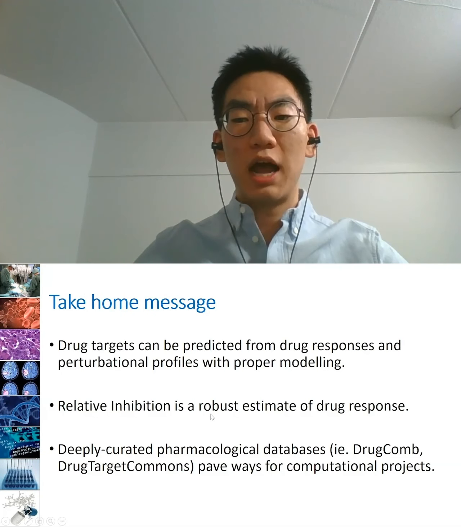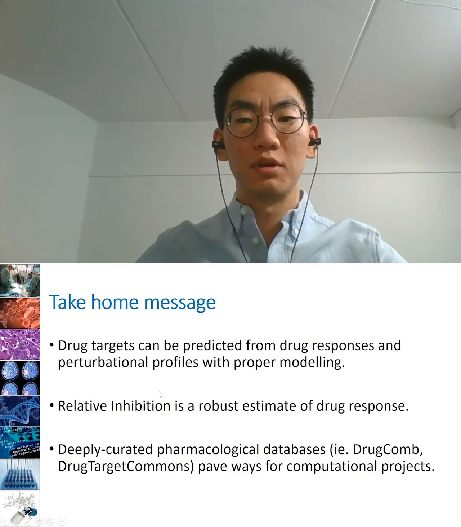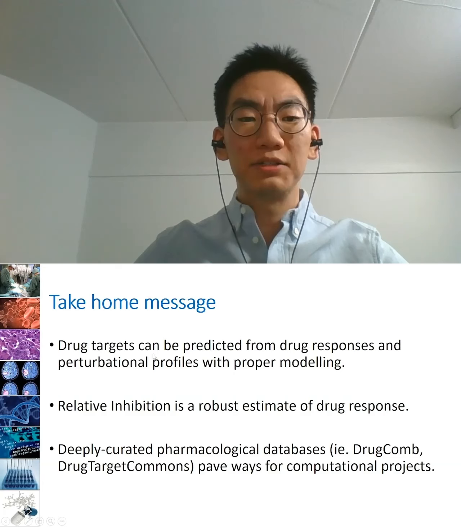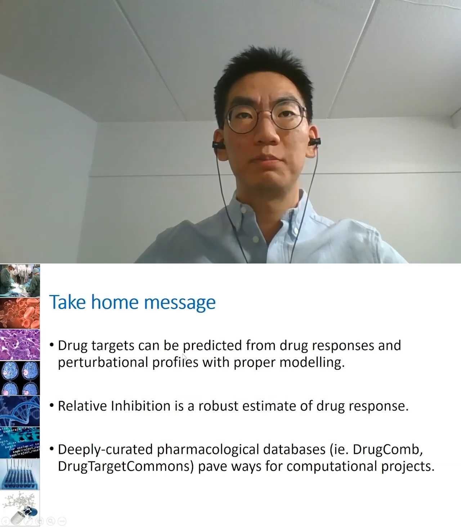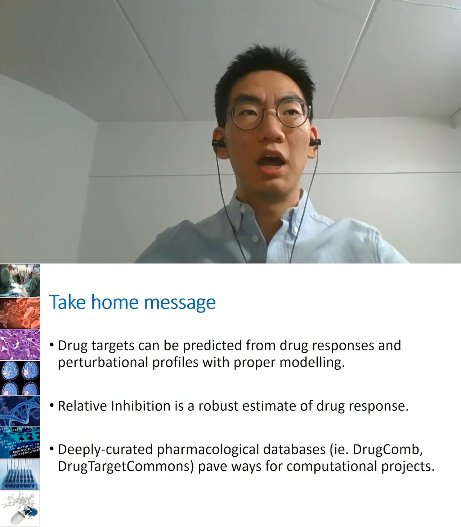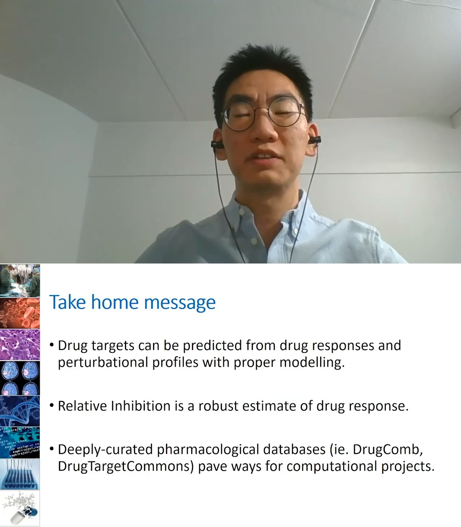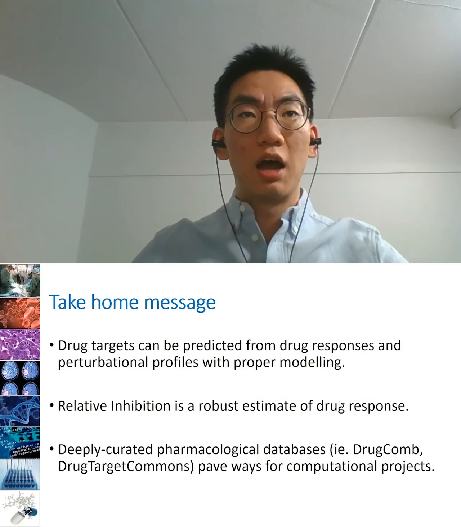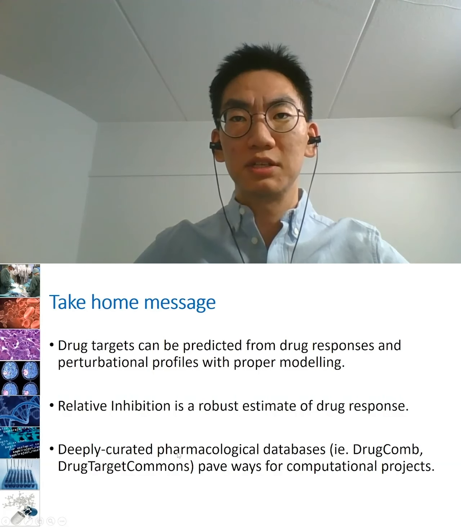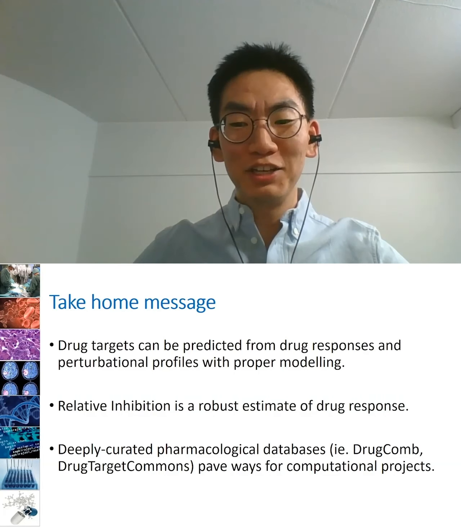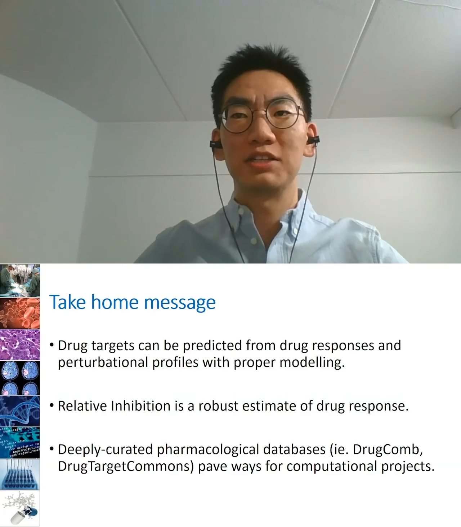To conclude my talk, I have 3 take-home messages for you. So first, drug targets can be predicted from drug responses and perturbation of profiles with proper modeling. In addition, we found relative inhibition is a robust estimate of drug response that can be used in such kind of predictive modeling. More importantly, we found deeply curated pharmacological databases such as DREAM and Drug Target Commons is the effort of data cleaning and pave ways for computational projects just like this.